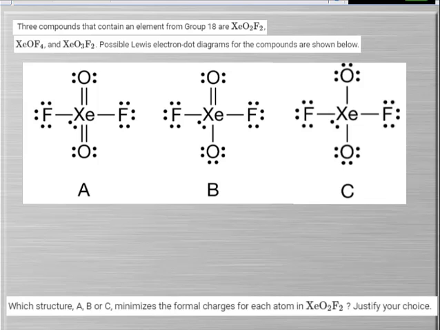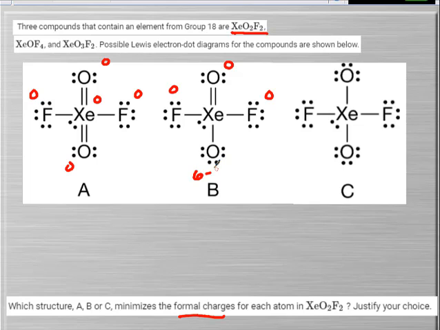So let's look at one more of these. You are figuring out which of these is the best structure for XeO2F2 and justifying in terms of formal charge. So calculate the formal charge of each element, restart when you are done. So you should have gotten 0 for each of these elements. This one was also a 0, 0, 0.